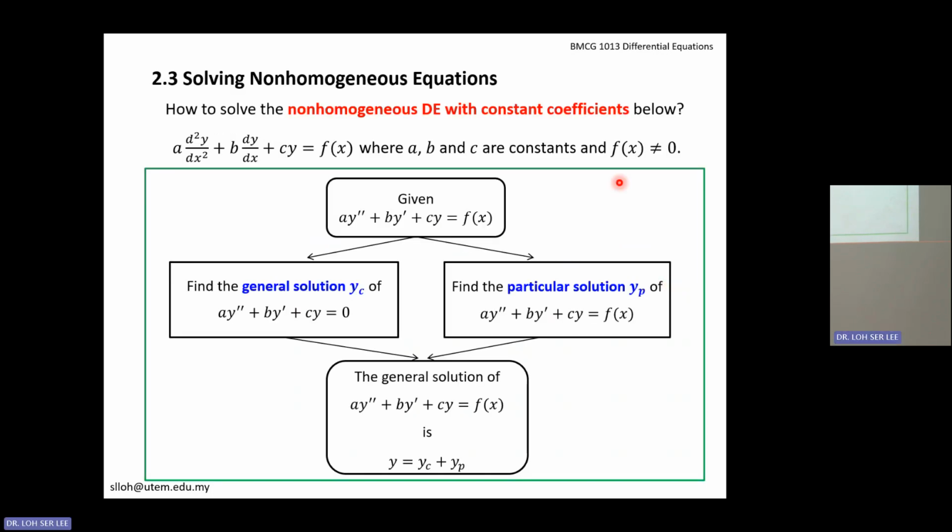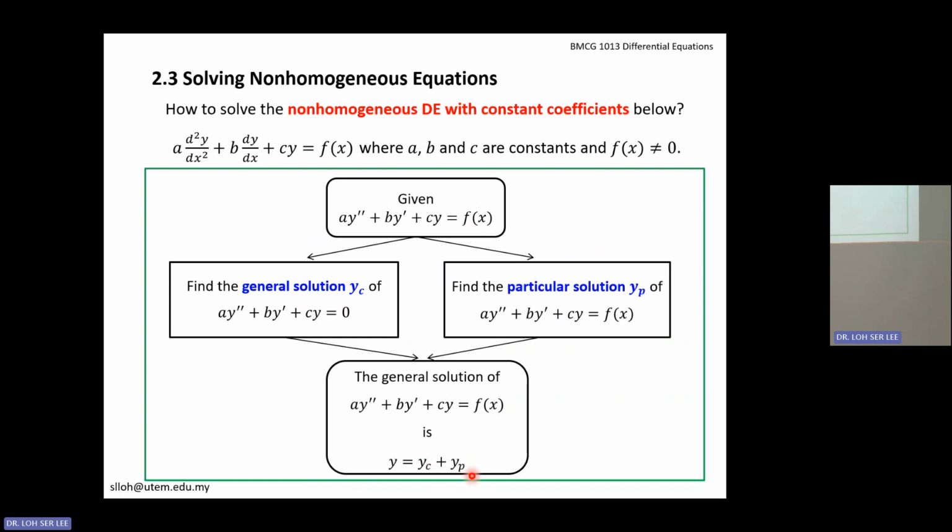Now we look at how to solve this kind of differential equation. Let's say you have this differential equation. This is a second order linear non-homogeneous differential equation with constant coefficients. Constant means a, b, c are all constants, and the right hand side is non-zero. To get the final solution, you have to find two solutions, yc and yp. After you get yc and yp, you combine them to get the final solution.